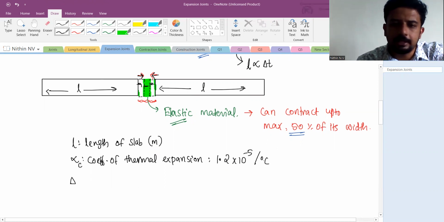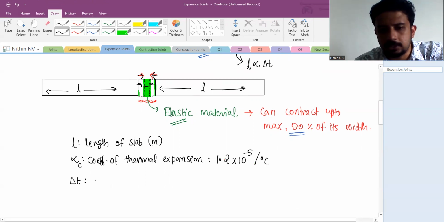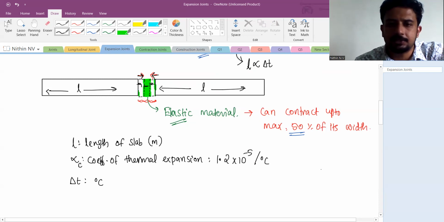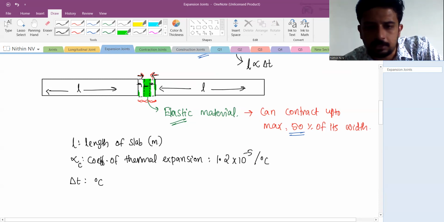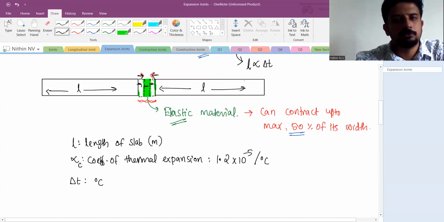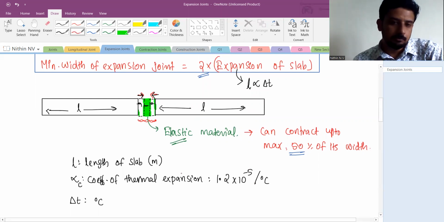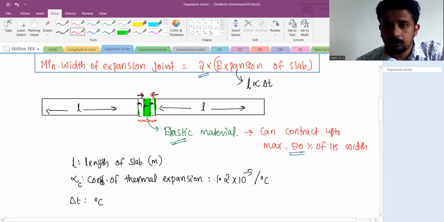Why am I putting it per degree Celsius? This delta T is the change in temperature. That should be in degree Celsius. So per degree Celsius and degree Celsius will get cancelled, right? And if you are substituting the length in meter, then the expansion value also will be in meter. Understood, guys? Okay, so these points you need to keep in mind. Got it?